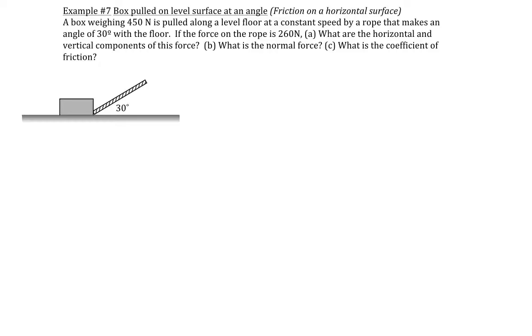Welcome to example 7. We have a box that is being pulled along this level surface, and it's being pulled by this string that makes an angle of 30 degrees to the horizontal. So we're asked to find the horizontal and vertical components of that tension, the normal force acting on the box, and the coefficient of friction between the box and the surface.